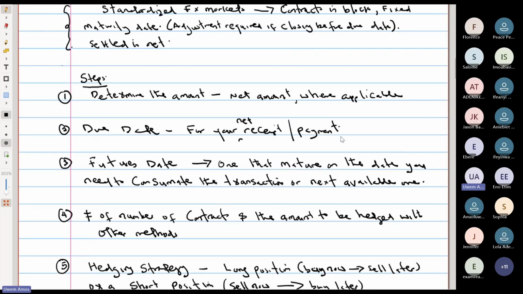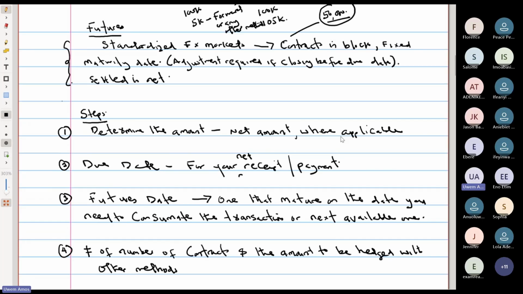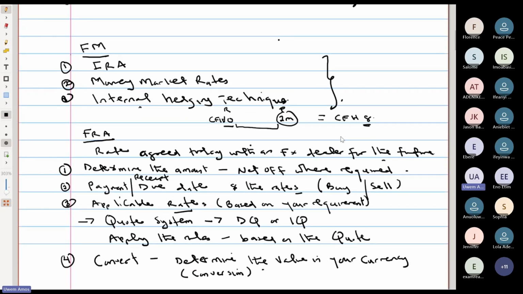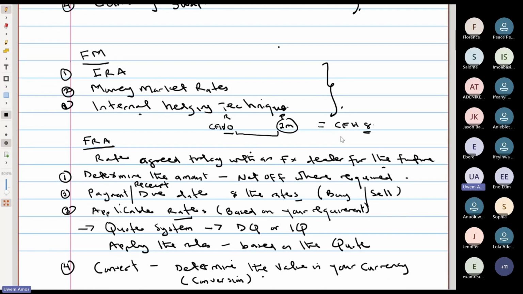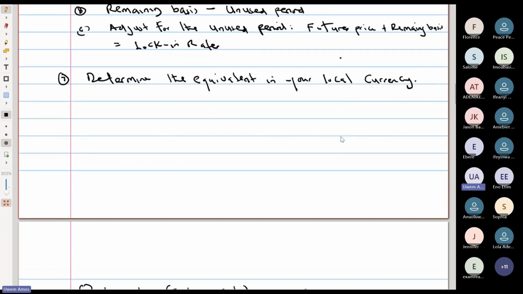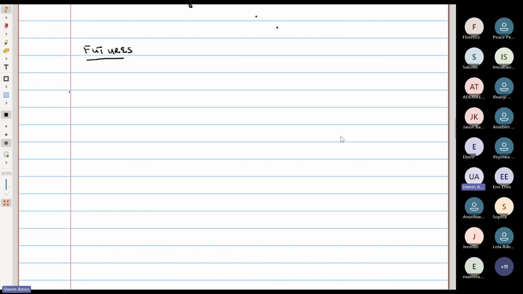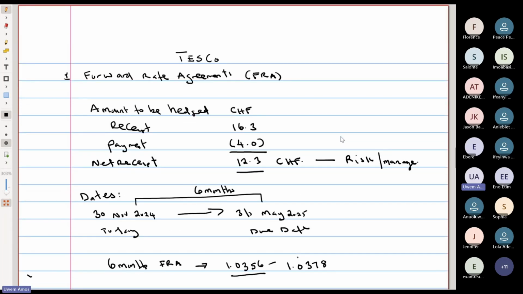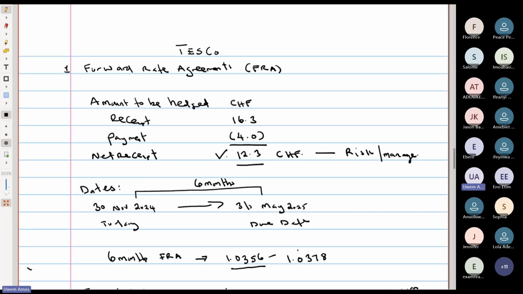The first thing we determine is the amount. What amount are we really concerned about? We're not going to do that all over again because we computed that in the forward. So what was the amount that we're interested in after we net off? 12.3. So we're not going to do that again. If you missed that part of the class, please go rewatch the video. So that is the amount we're interested in, which is 12.3.